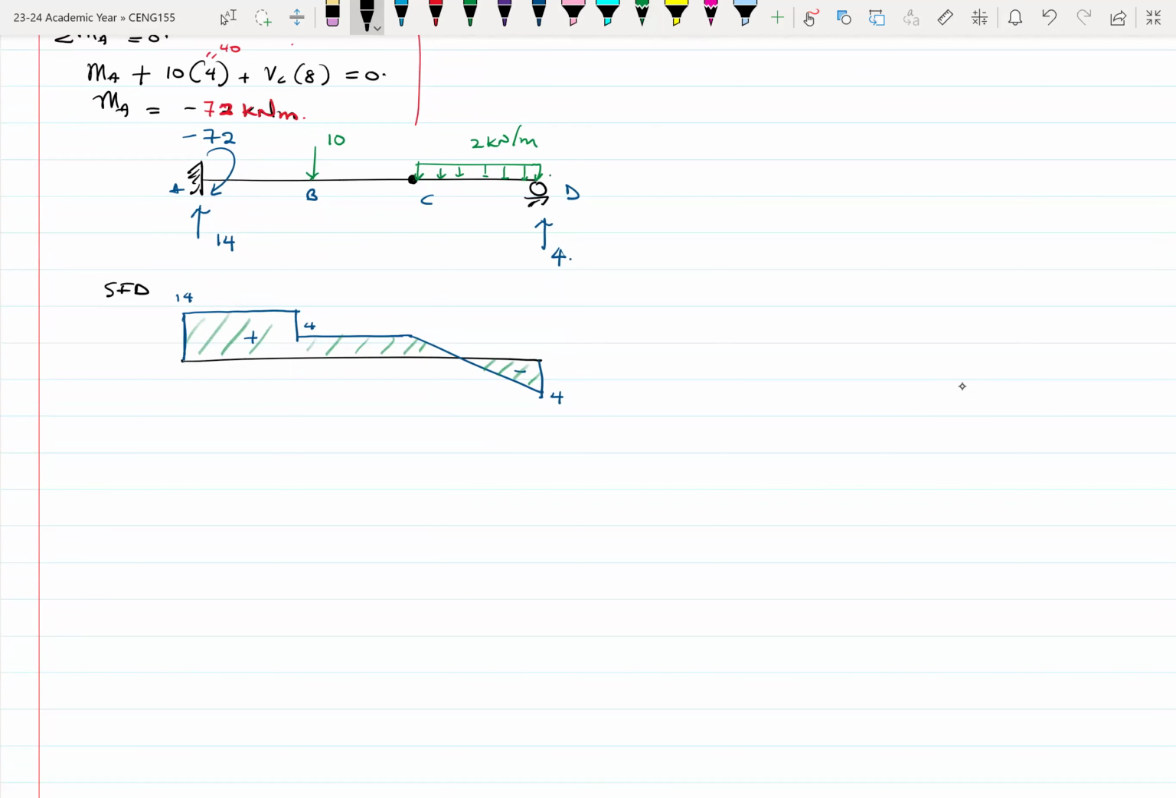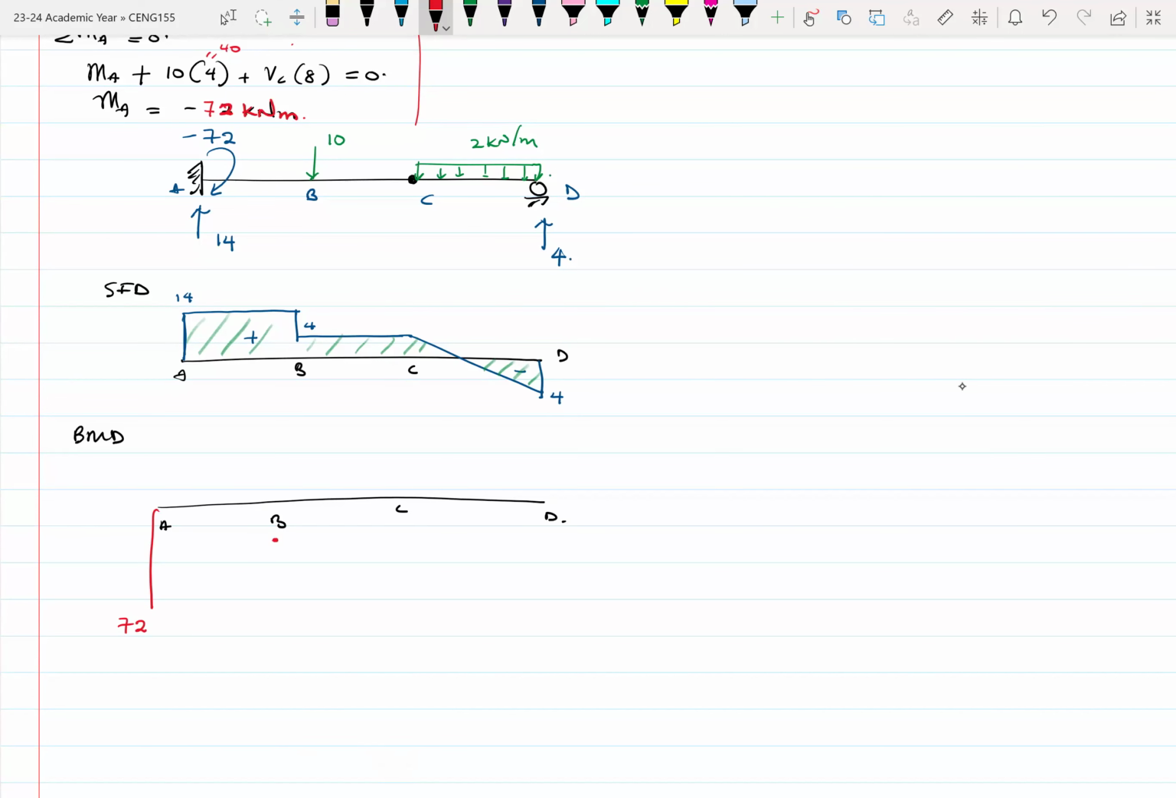Then with our bending moment diagram, again, the same process. So this is your A, B, C, and D. So I have my A, B, C, and D. All right. So our bending moment value here, so this will be a negative value, all right, of 72 because it is a hogging moment. And then at B, this will jump to what would be the value?